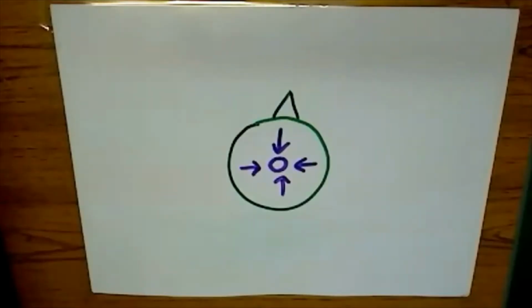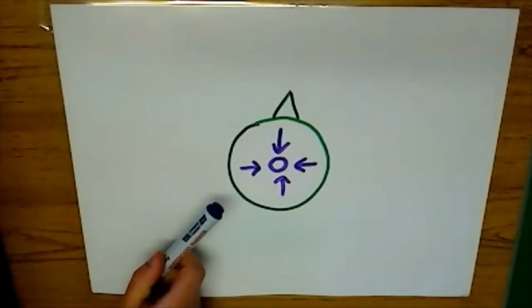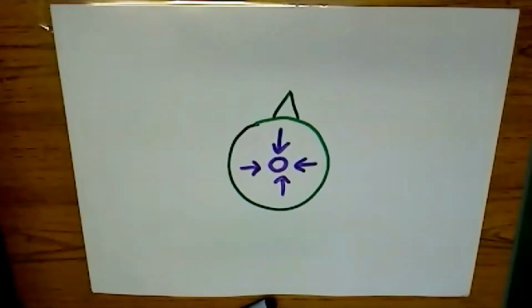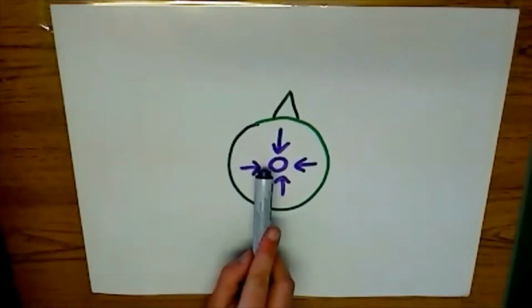So here we have a planet. All the purple here is gravity, and that force is pulling towards the center of the planet. So if you're here, it's being pulled up towards the center of the planet. If you're here, it's pulled in towards the center of the planet.